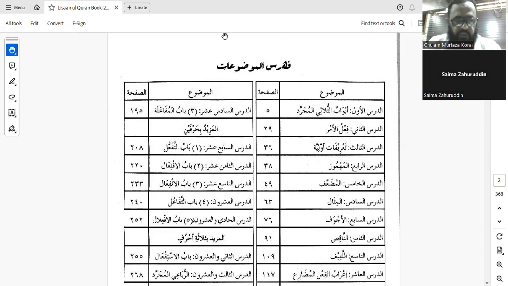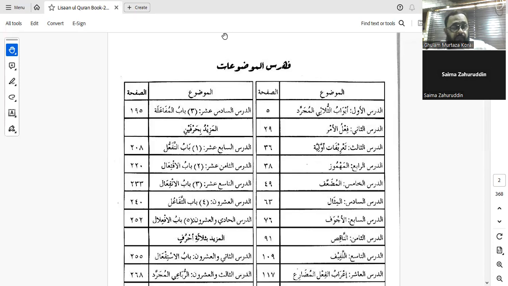So the second book consists of these topics. We are going to first discuss the topics, means just read them, and inshallah al-Aziz, we are going to start our first topic as well. So al-mawdu' in this means the contents of the book. The first, ad-dars al-awwal: Abwab al-Thulathi al-Mujarrad. So Alhamdulillah, sister, you know that we completed this Abwab al-Thulathi al-Mujarrad. Then ad-dars al-thani, Fi'l al-Amr.